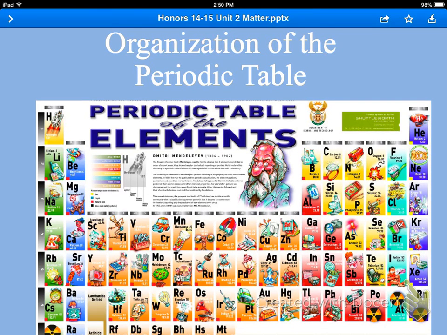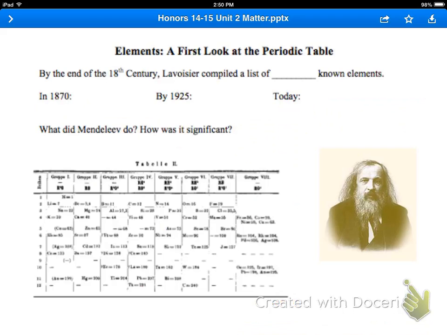This podcast is going to give you a brief introduction to the periodic table and how it's organized. So first, look at the periodic table.